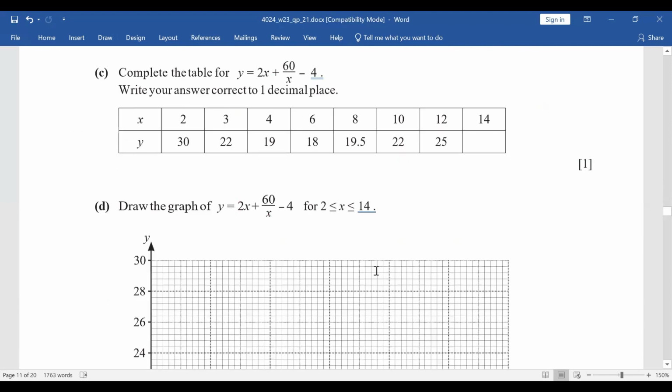Number C, complete the table for y equals twice x plus 60 by x minus 4. All values are given. Just if x equals 14, what will be the value of y? We have to use a calculator. 2 times 14 plus 60 by 14 minus 4 is 28.285.